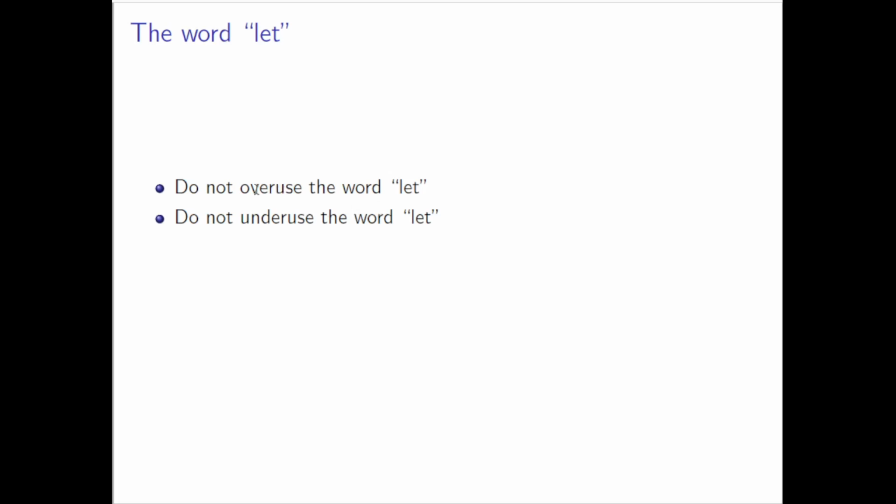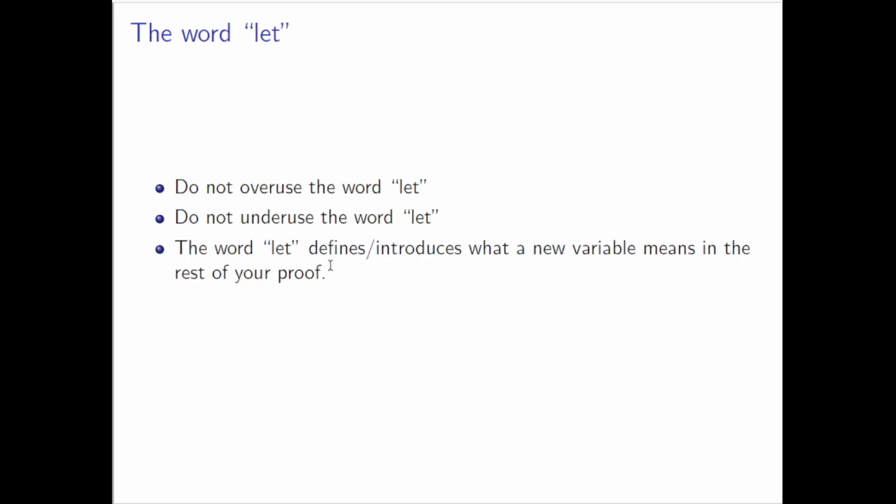So the word "let", just in a nutshell, introduces what a new variable means in the rest of your proof. That sentence that starts with the word "let" is introducing your new variable, and then every sentence after that, the rest of your proof, that variable is now set. The overuse is that you don't want to redefine a variable in your proof, and this word "let" is defining what a variable means.